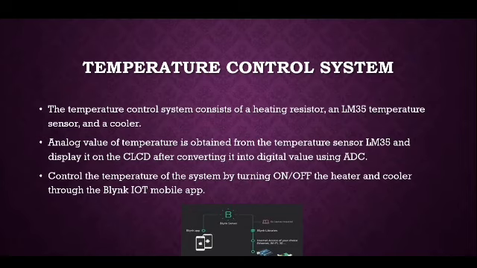The control system of temperature consists of a heating resistor, an LM35 temperature sensor, and a cooler. The analog value of temperature is obtained from the LM35 temperature sensor and displayed on a CLCD after converting it into a digital value using the ADC. The temperature of the system is controlled by turning the heater and cooler on or off through the Blynk IoT mobile app.